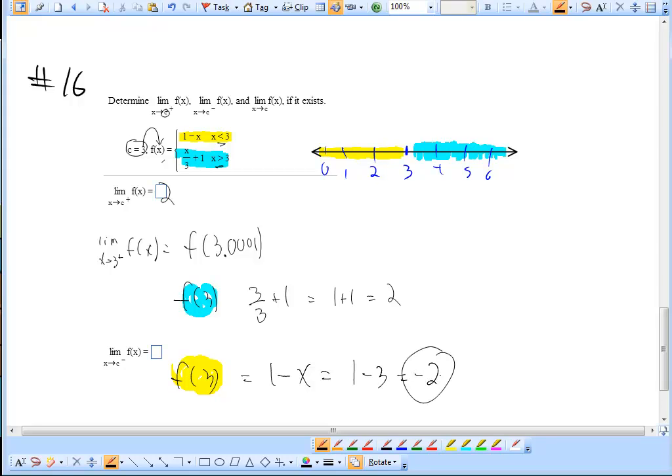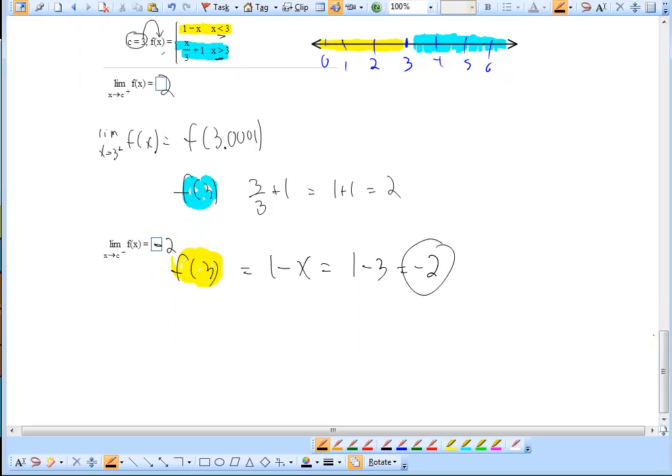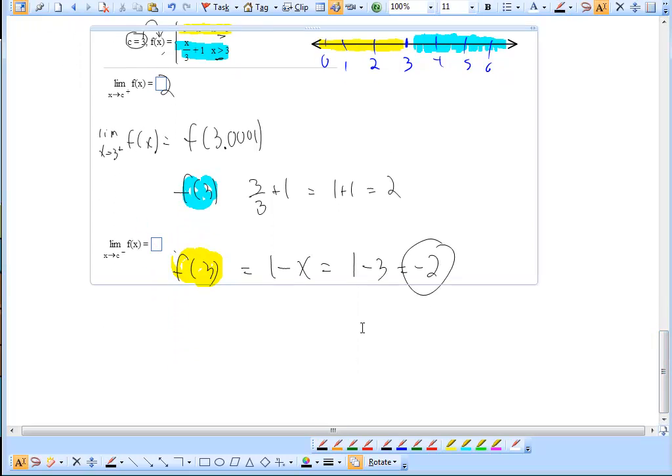Ooh, we got a different value here. So as I approach 3 from the right, I use the blue rule, it's positive 2. As I approach 3 from the left, it's negative 2. That's interesting. Those disagree. Your left and your right disagree, so that should give you a little hint. If your left and the right disagree, what does that tell you about your limit in general? That's your answer to your second part, negative 2.